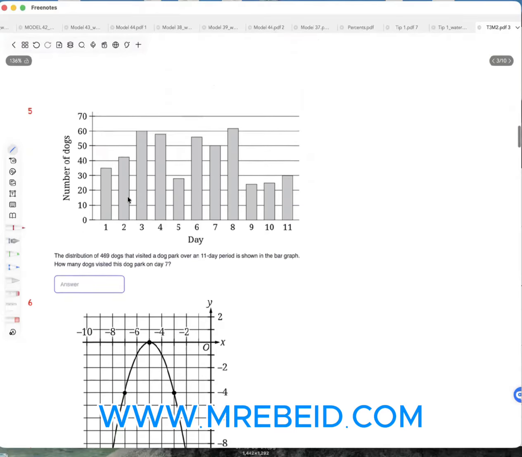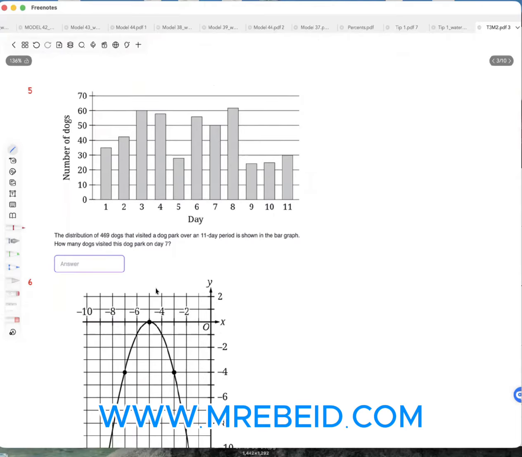Let's move to question 5. The distribution of 469 dogs that visited a dog park over an 11-day period is shown in the bar graph. So this is the number of days, and this is the number of dogs. How many dogs visited the dog park on day 7? So check day 7, it's 50. So the answer is 50.